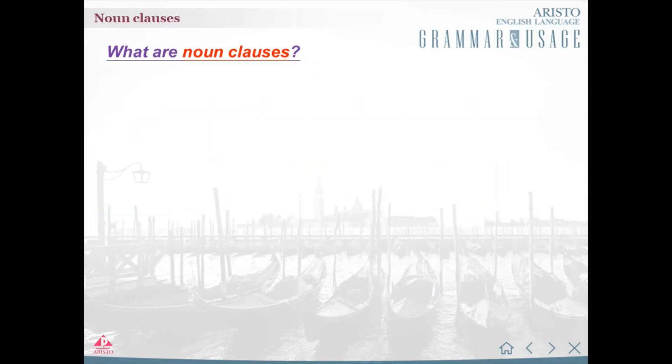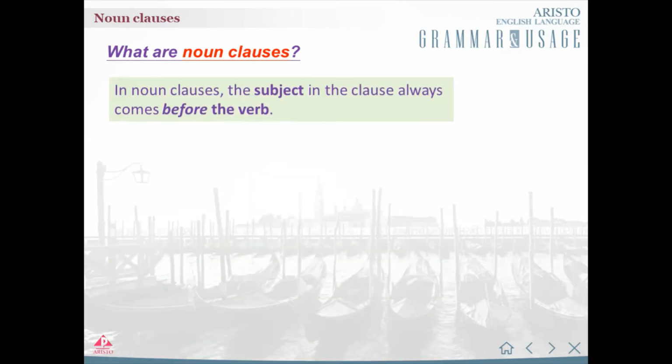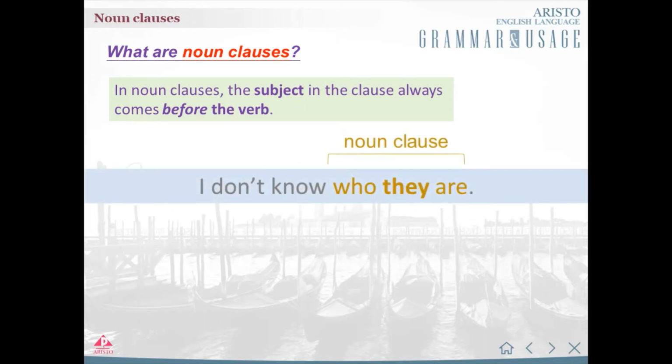When we use noun clauses, there are some rules we have to remember. For example, the subject in a noun clause always comes before the verb. Here's an example. I don't know who they are. The noun clause is who they are. You can see that the subject they comes before the verb are.